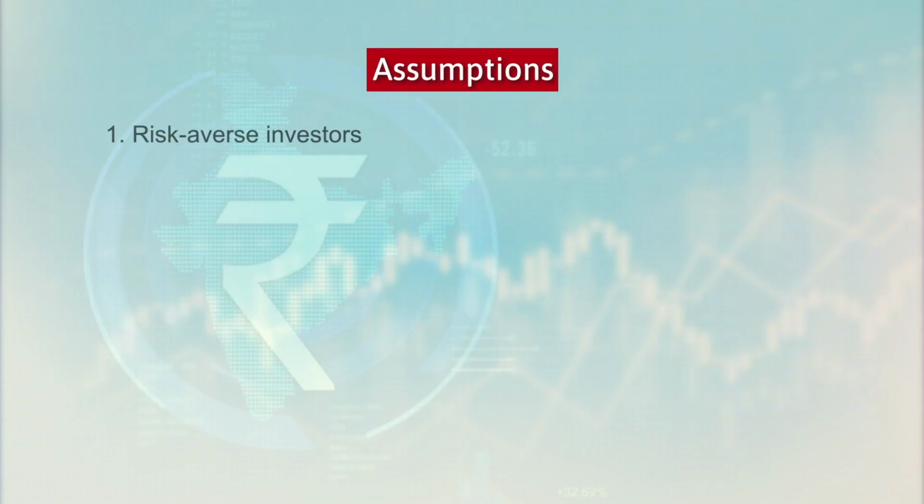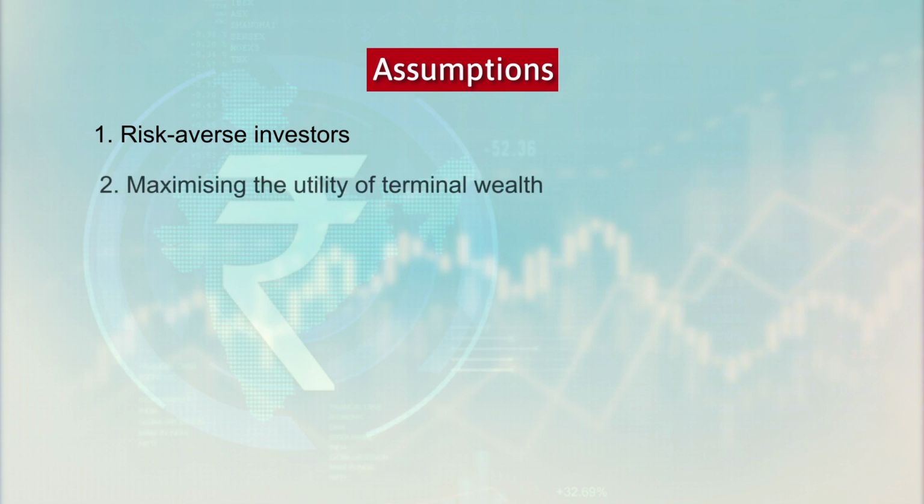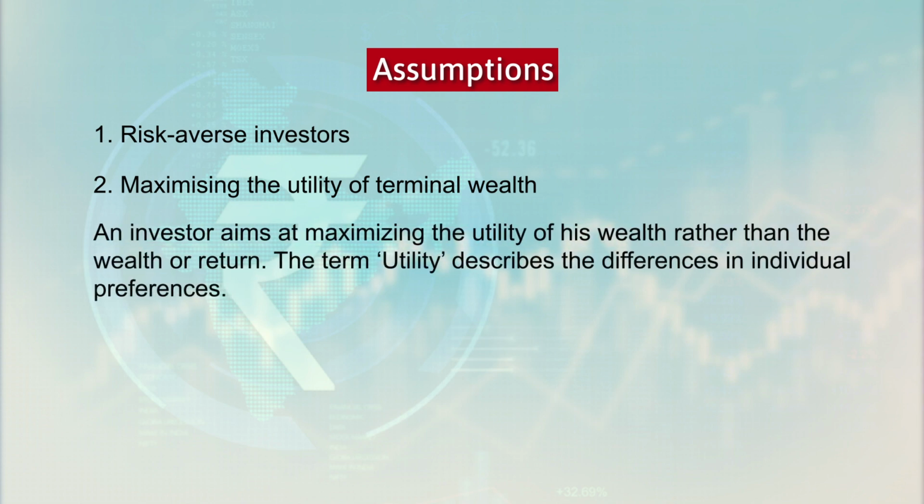The first assumption is that individuals or investors are basically risk averse, and diversification is necessary to reduce their risks. Secondly, a very important assumption: here we assume that the investors try to maximize the utility of terminal wealth. Now, what is the aim of an individual or an investor? He aims at maximizing the utility of his wealth rather than the wealth or return.